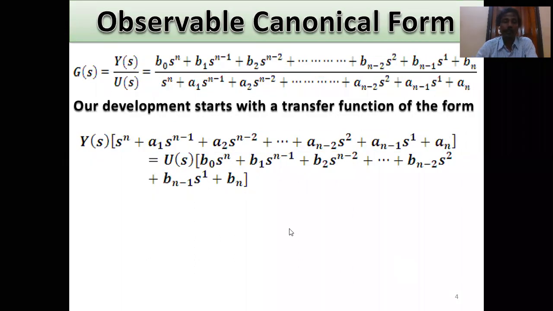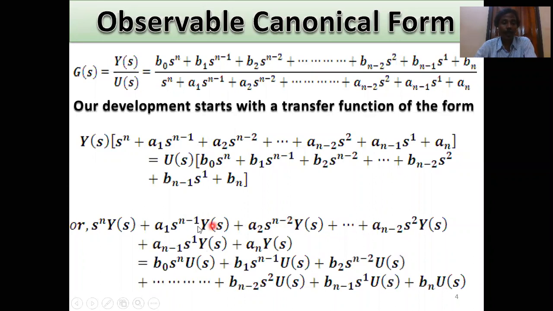Then again, Y of s: s to the power n into Y of s, plus a1 into s to the power n minus 1 into Y of s, plus a2 into s to the power n minus 2 into Y of s, plus so on, plus an minus 2 into s square into Y of s, plus an minus 1 s to the power 1 into Y of s, plus an into Y of s.